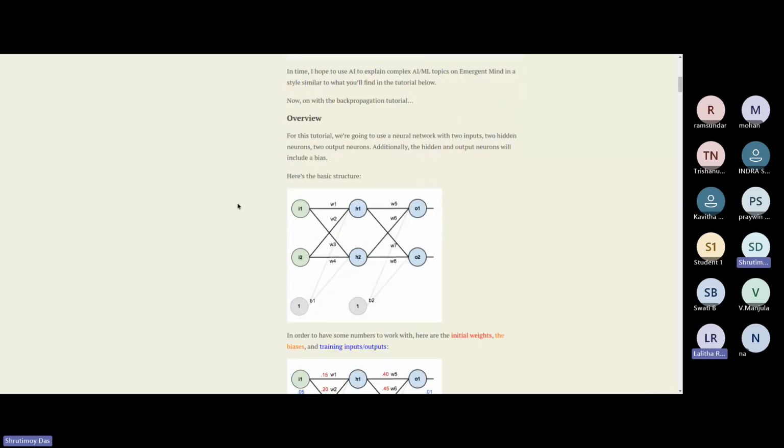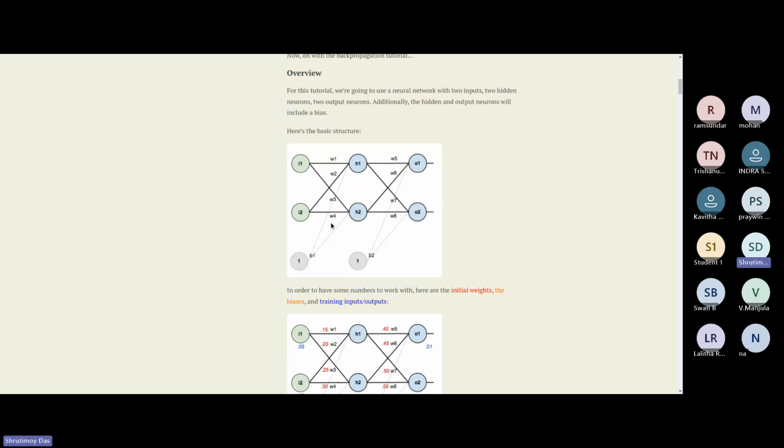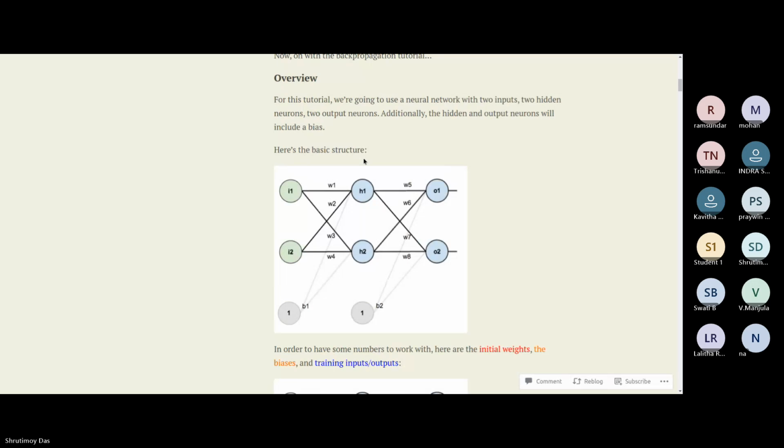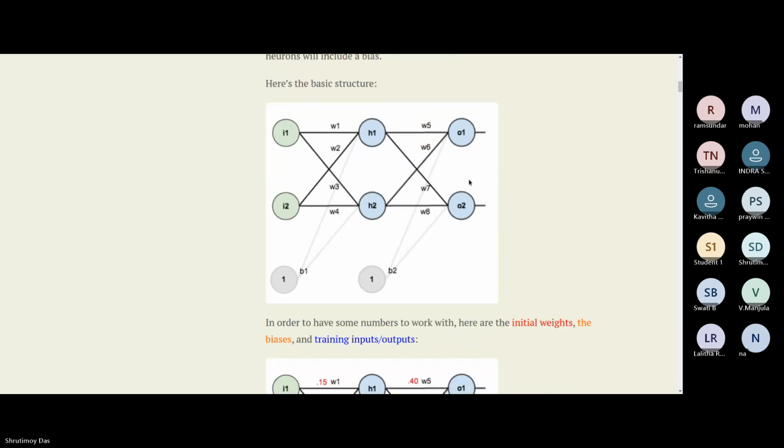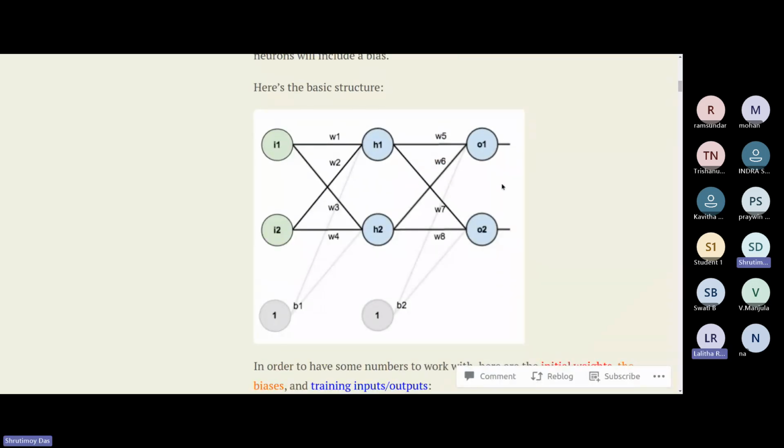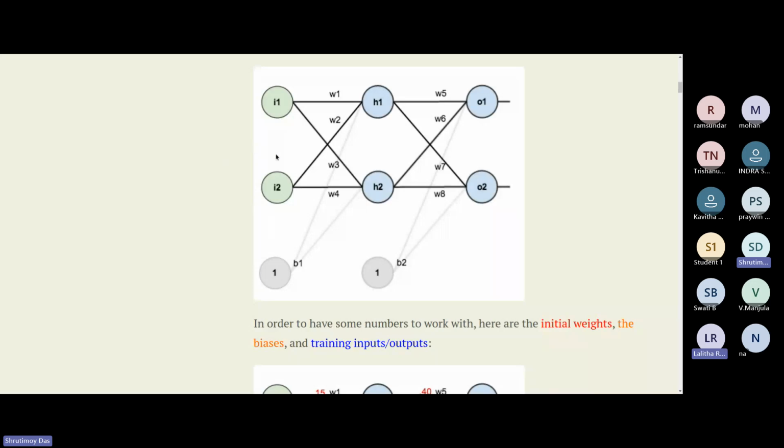So we have a small network here. Is this visible? So we have a simple two-layer network.